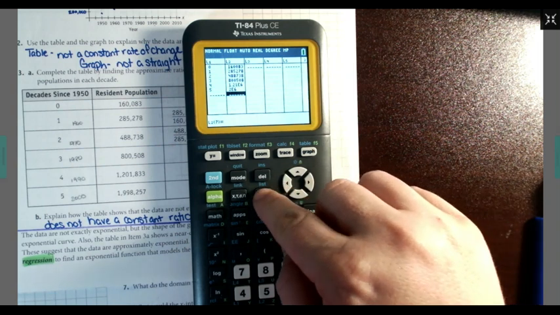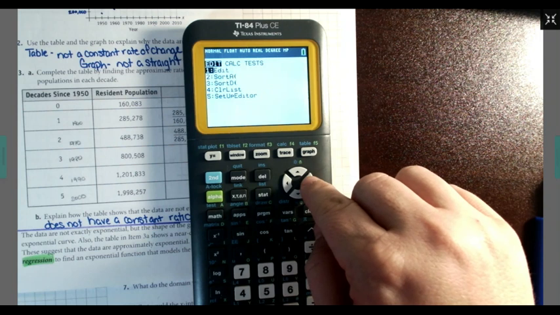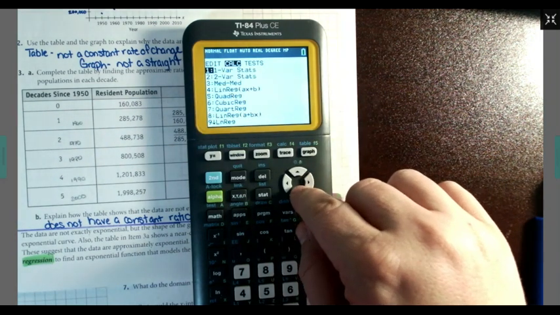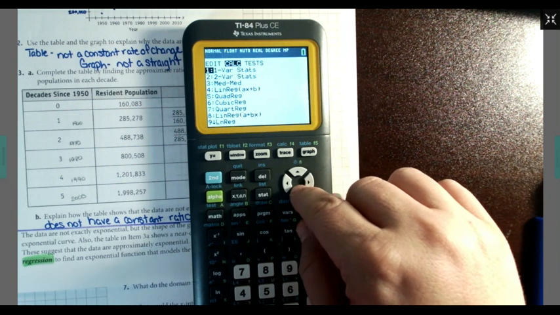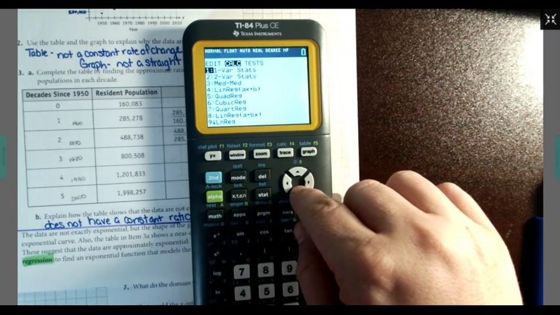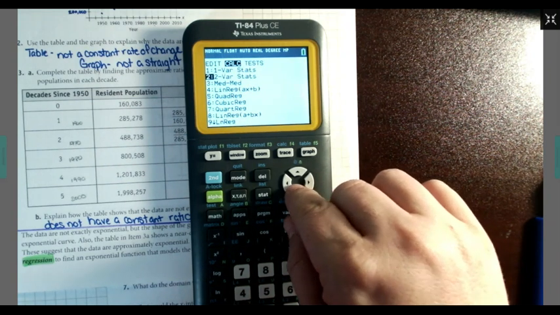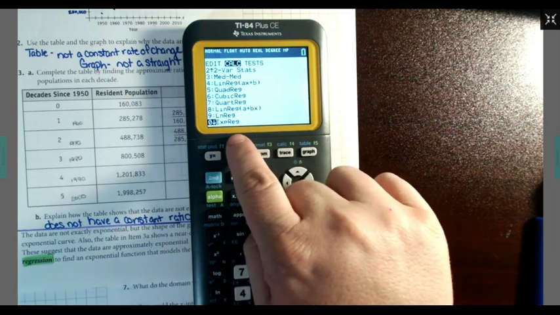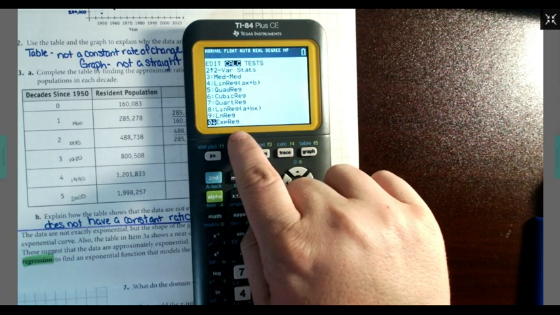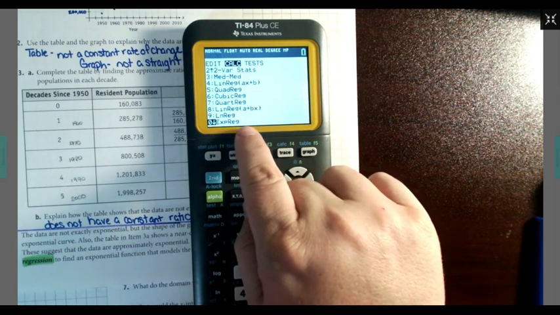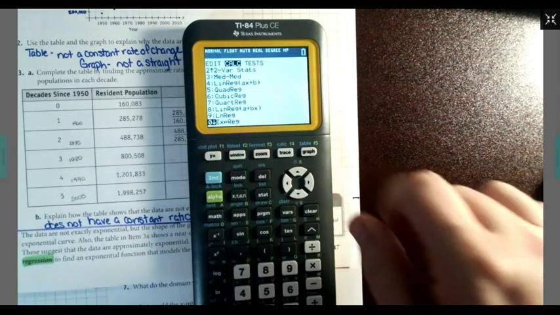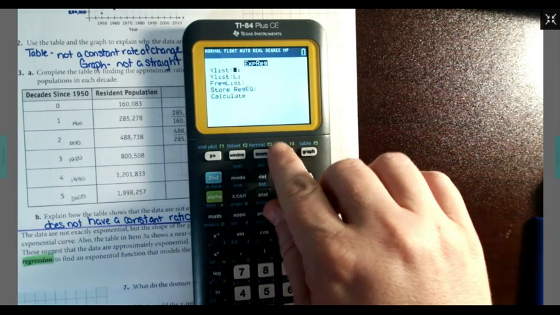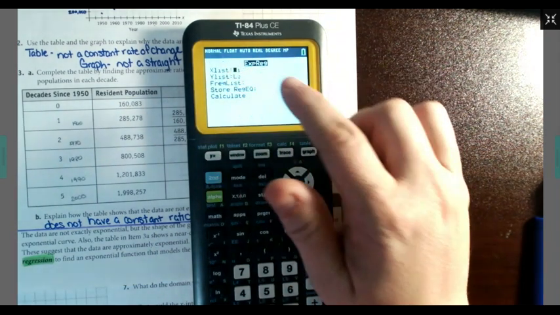Now, we're going to go to Stat. This time I'm going to go over to where it says Calc. And I want to do an exponential regression. That's what it's asked me to find. So I'm going to go down my list to where it says ExpReg, exponential regression, number 0. And if you press enter, it's going to pop up a screen.